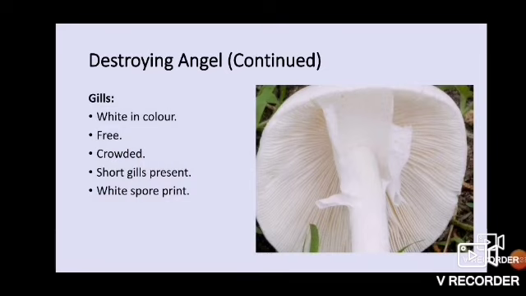The gills are white in color. They are free from the stipe. They are crowded together, fairly densely crowded actually if you look there. There are short gills present between them, and this again produces a white spore print. And you can see a little bit of that veil left over there, still stuck to the stipe.